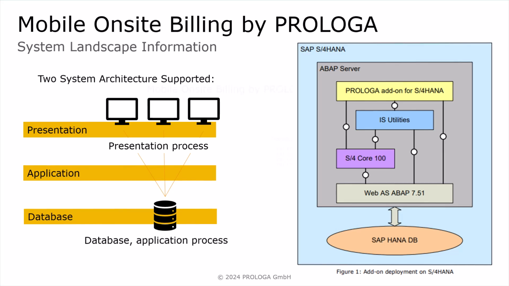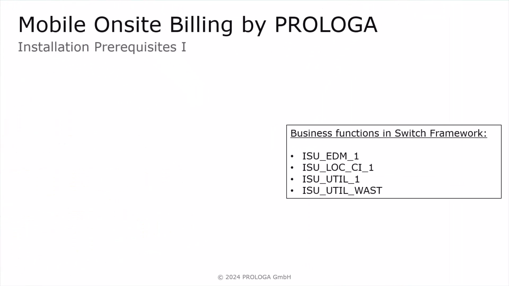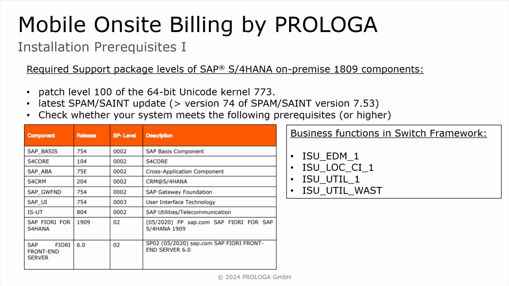Before you can install the PROLOGA add-on, you must ensure that at least the shown business functions are activated. All of them are needed to allow customers to benefit from the PROLOGA solution. Ensure that your SAP system uses at least patch level 100 of the 64-bit Unicode kernel 773. A higher kernel patch level would be even more suitable, of course.